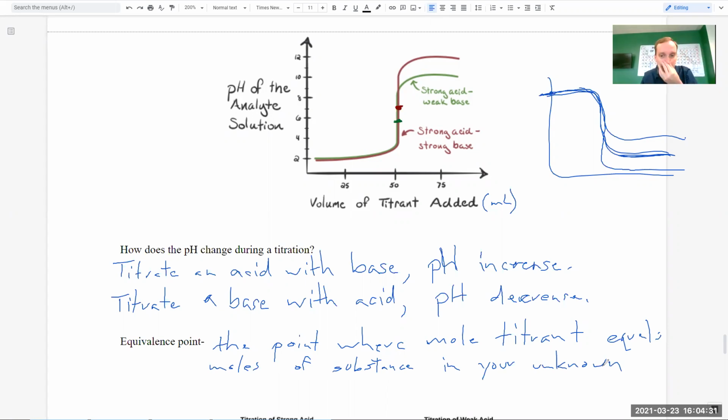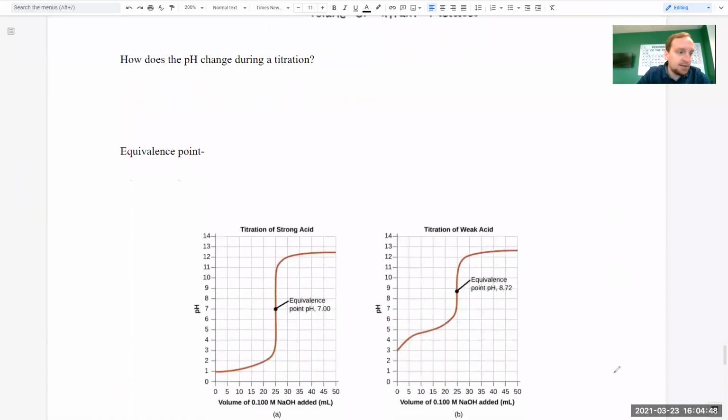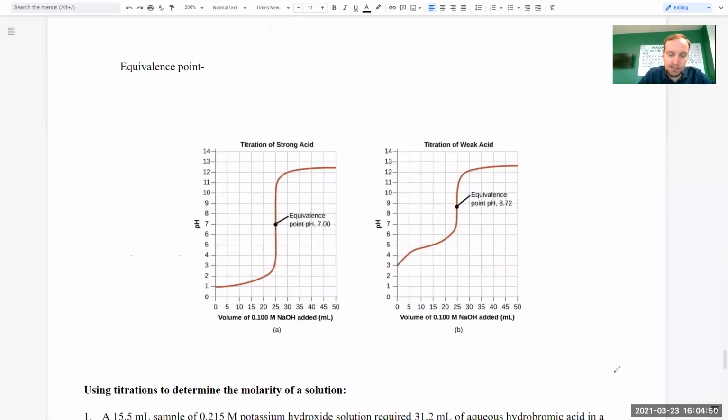Okay, so when the moles of the titrant, which you are titrating, equal the moles of the substance in your unknown, then you reach what we call the equivalence point, because of course they are equal, right? Okay, so let's go ahead and move on a little bit further. What you see right here, guys, in these two graphs, again, is the equivalence points.